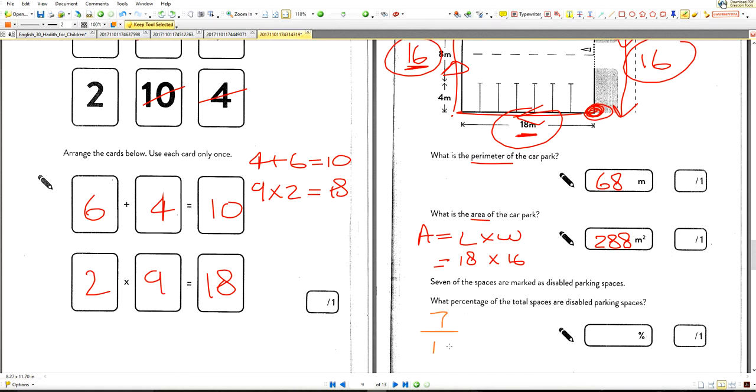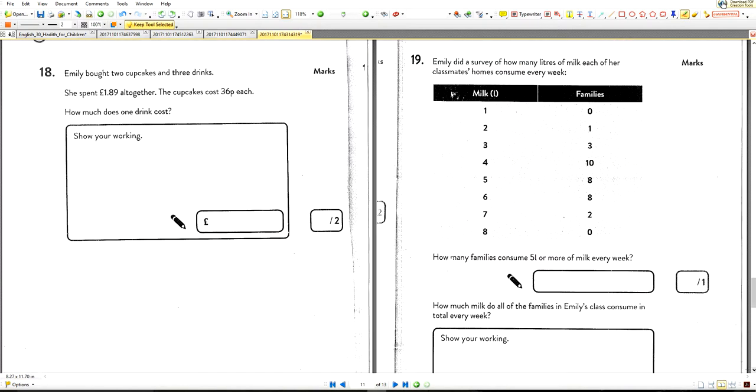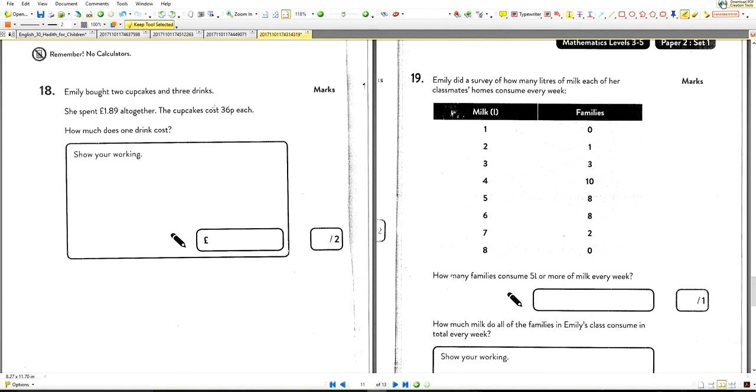So we say 7 out of 14, times that by 100. So if you look at it, that's just a half. Divide that by 7, divide that by 7. So we cancel that down, that gives you half. Half of 100 is 50%. Let's move on to the next question. So we are now on to question number 18. Emily bought 2 cupcakes and 3 drinks.